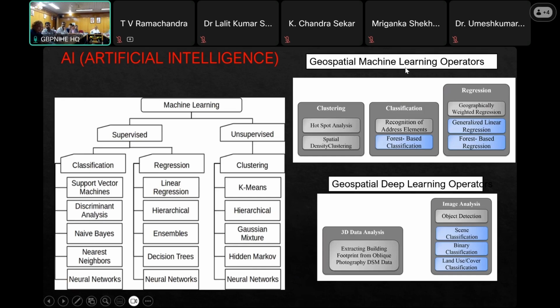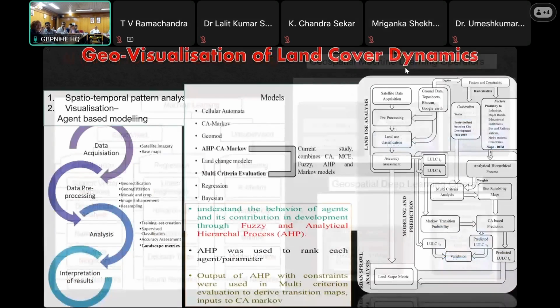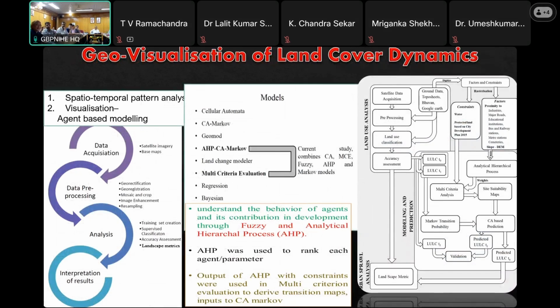So using that, we can also visualize the likely scenario. There are already proven algorithms available, CA-Markov. You can have it based on the neighborhood and also taking into account the Markov, the historical changes. You can also say what the likely scenario is. That is what we have done for the predicting.